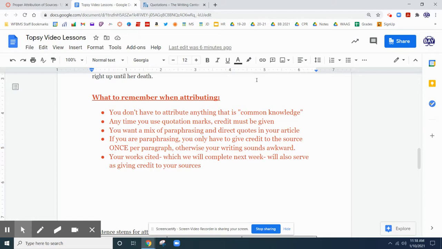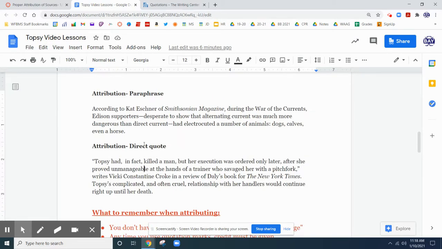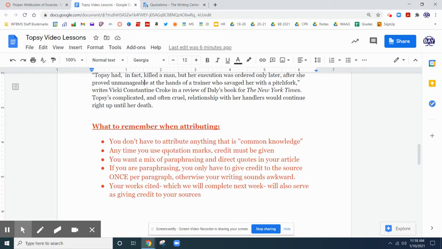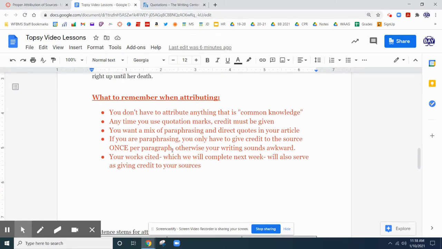I know that's subjective, but you don't have to necessarily attribute that. Second thing, anytime you use quotation marks, credit must be given. You can't just have a quote hanging out there with no attribution. You must use attribution with a direct quote, this type of writing with a phrase that gives credit to the author and gives credit to the source anytime you have a direct quote. You can't just have that quote hanging out there with nothing attached to it.